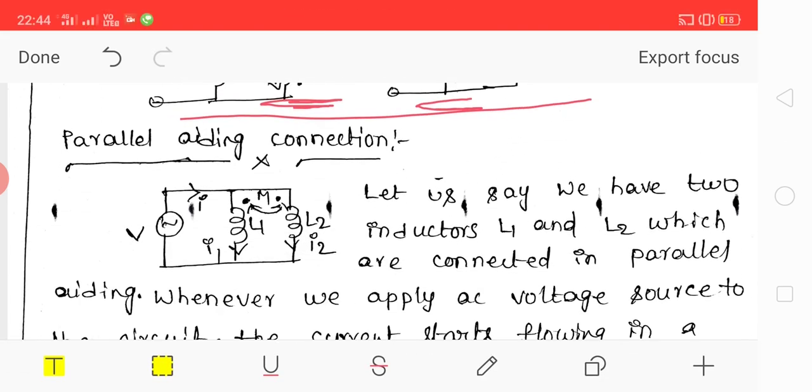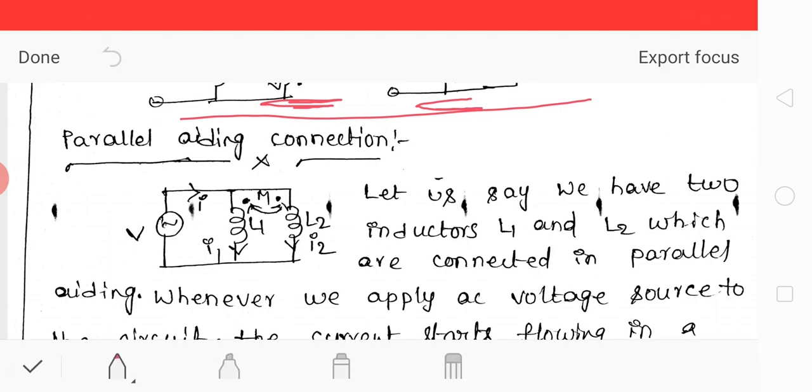Next, parallel aiding connection, equivalent inductance derivation. This is the given circuit. Here the applied voltage equals V, with the first coil and second coil. At these points the currents are entering, so this connection is called parallel aiding connection. The first coil inductance is L1, the second coil inductance is L2, the first coil current is I1, the second coil current is I2, and the total current is I.